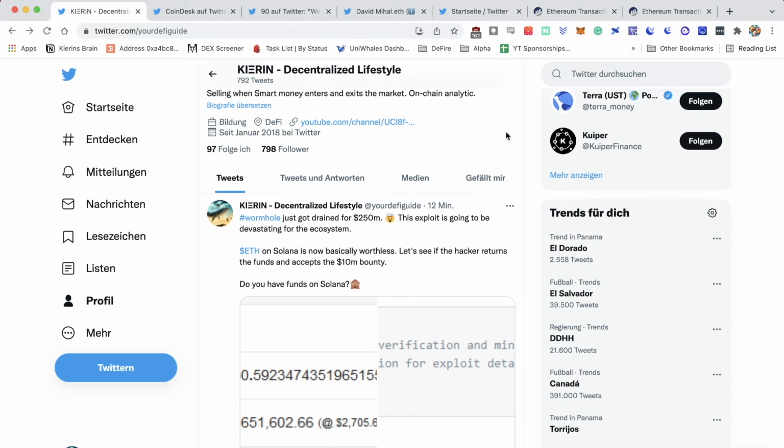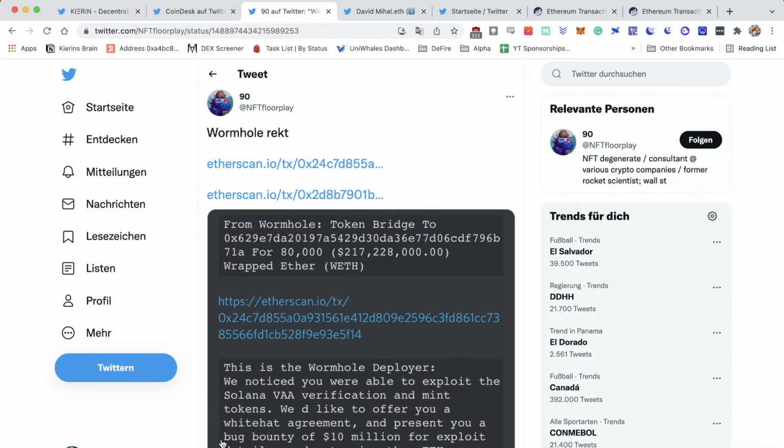But the problem is, at the moment, with this withdrawal of funds, it means that wrapped ETH on the Solana ecosystem is basically worthless. And many people are using the wrapped ETH as collateral. So if that's worthless, people that are using the wrapped ETH as collateral could be liquidated. So that's terrible. Let's look at some more information.